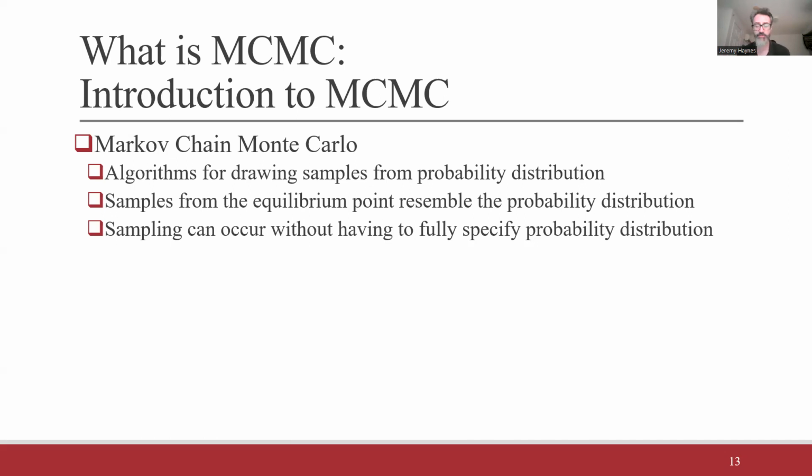And an extremely advantageous aspect of MCMCs is that we can actually sample from them without having to specify the probability distribution. We can actually just sample from an algorithm, and eventually this will, like I said, gravitate towards the posterior distribution, assuming that we obtain an equilibrium point, that is. If we don't, that's another issue altogether.